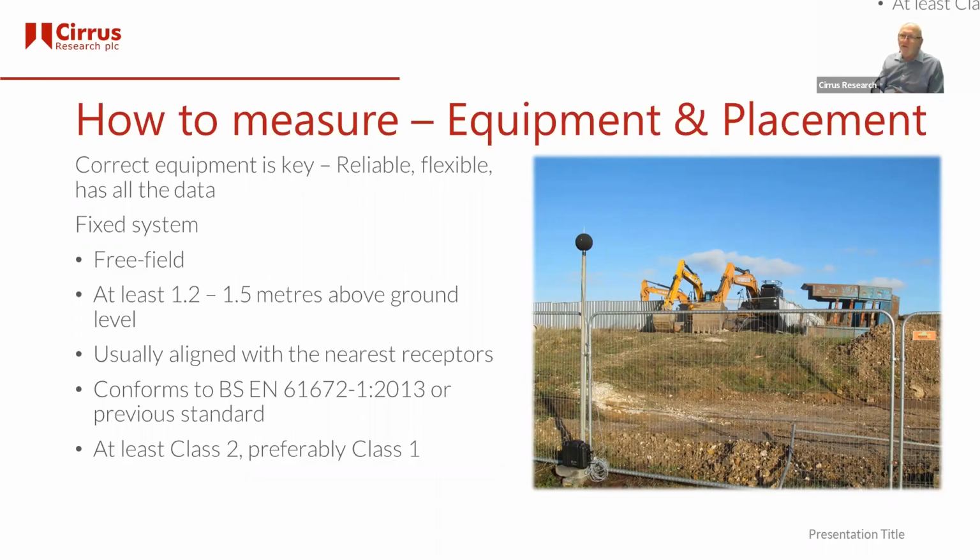If there are trees involved, we don't want to be sat underneath trees. We don't want the drip of the rain from the leaves, and we don't want the noise from the trees, which, with some of those storms we've had over the last winter, would really drown out any other noise. So it needs to be as open as possible and not restricted around it in any way. It needs to be at least 1.2 to 1.5 meters off the ground, so that we minimize reflections off the ground.